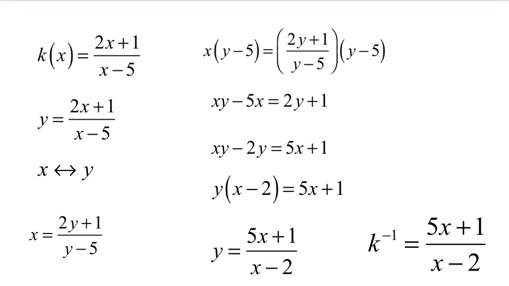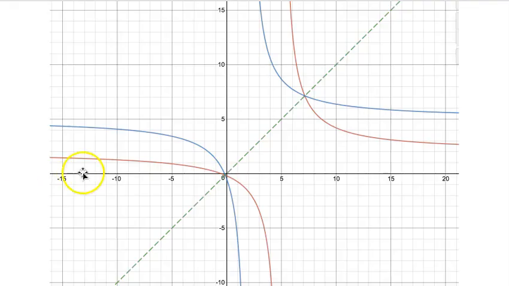And let's take a quick look at the graphs of those. So k of x will be there as well as k inverse. K of x is in red. What I just defined as k inverse is in blue. And the line y equals x is in green. That serves as the mirror. So these two functions are mirrored images across that line y equals x. And that will conclude the review portion of this lecture.